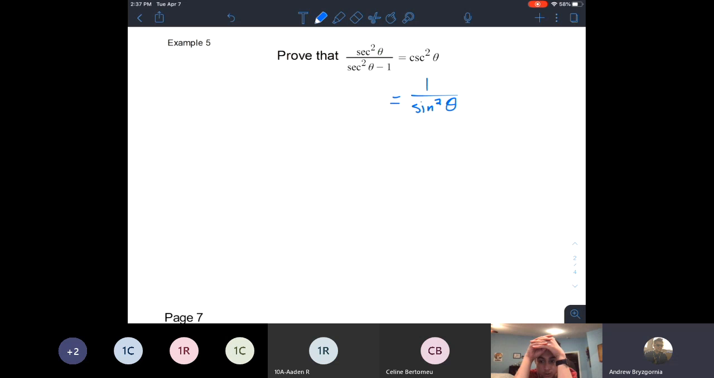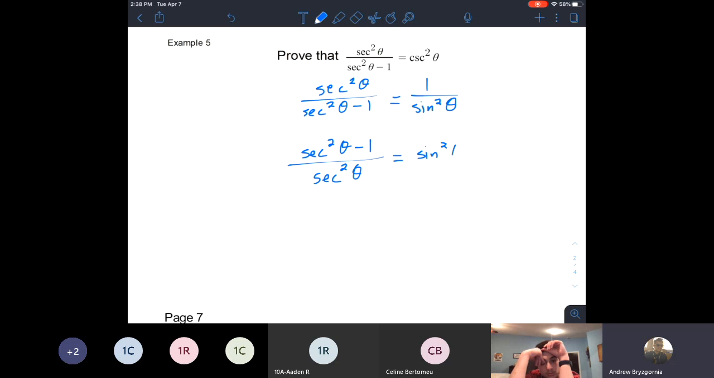Okay, over on the left side, we're going to keep that the same. Secant squared over secant squared minus 1. And what we're going to do is we're going to take the reciprocal of both sides. So I'm going to take the fraction on the left and switch the numerator and denominator. And I'm only allowed to do that if I make the fraction on the right side into its reciprocal as well.